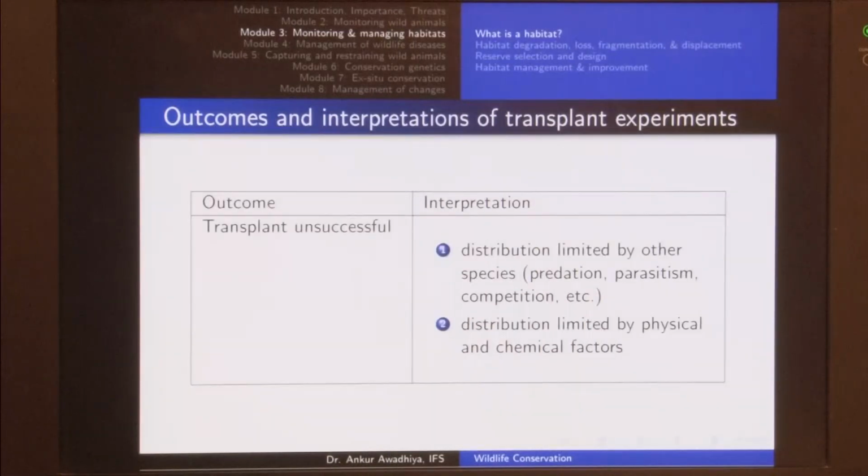In the other scenario in which the transplant is unsuccessful, we could say that distribution is limited by some other species, so the biotic factors, or it is limited by some physical and chemical factors. So, essentially the animals are not found in those areas because the animals cannot survive there, because that area is not a good habitat, primarily because of biotic factors or because of the abiotic factors.